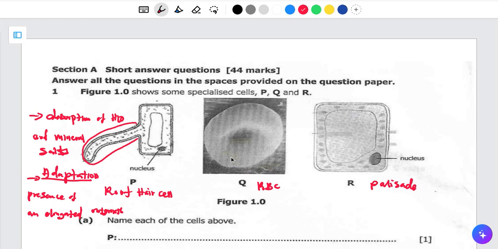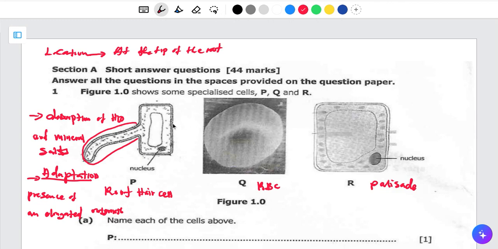We also need to know the location where these root hair cells are found. In terms of the location, they are found at the tip of the root. If you dig through the ground to see the roots of a plant, you are going to find that they appear whitish.